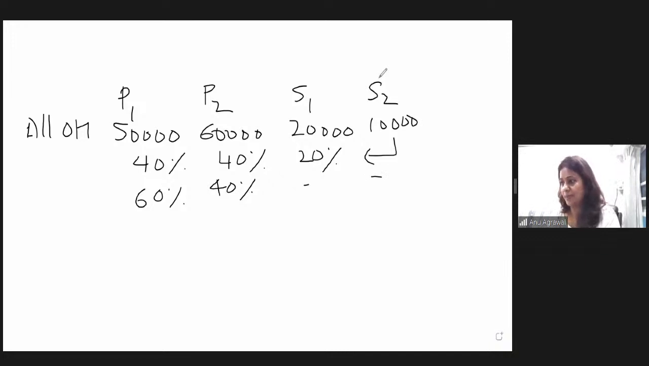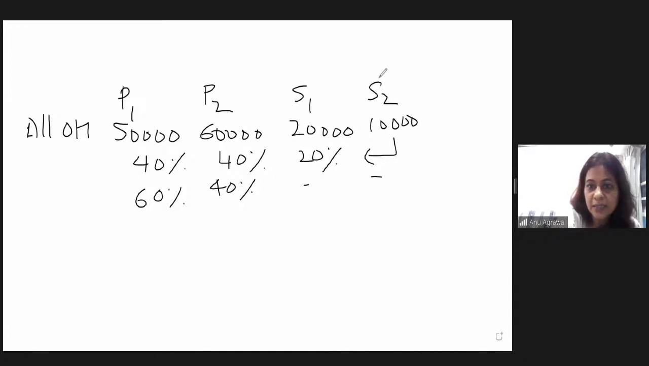The only difference here is that in the first question which I gave, I told you that S1 is rendering only to P1 and P2. Similarly, S2 was rendering services only to P1 and P2. No problem, you just divided the expenditures between P1 and P2 and done. But now S2 is rendering services not only to P1, P2, but also to S1. But S1 is not rendering to S2, it is only rendering to P1 and P2.